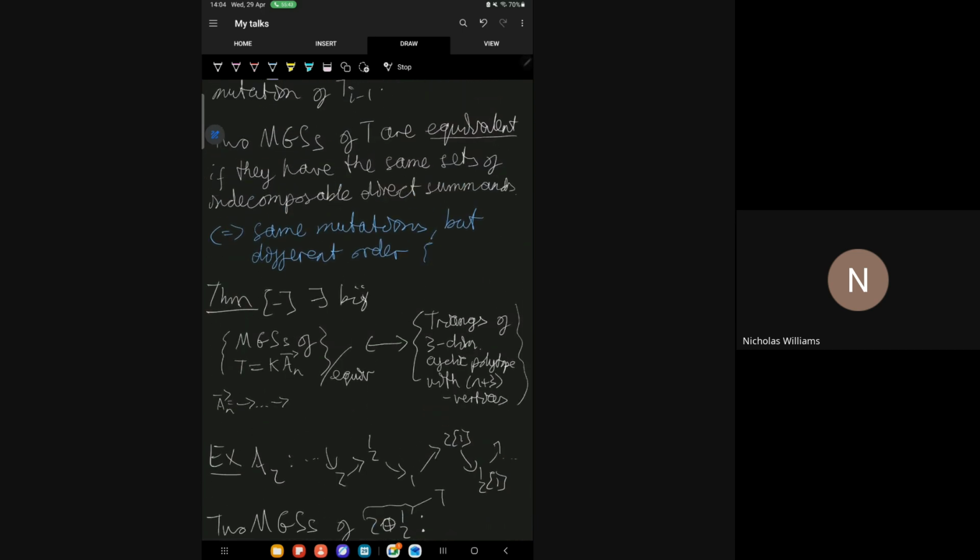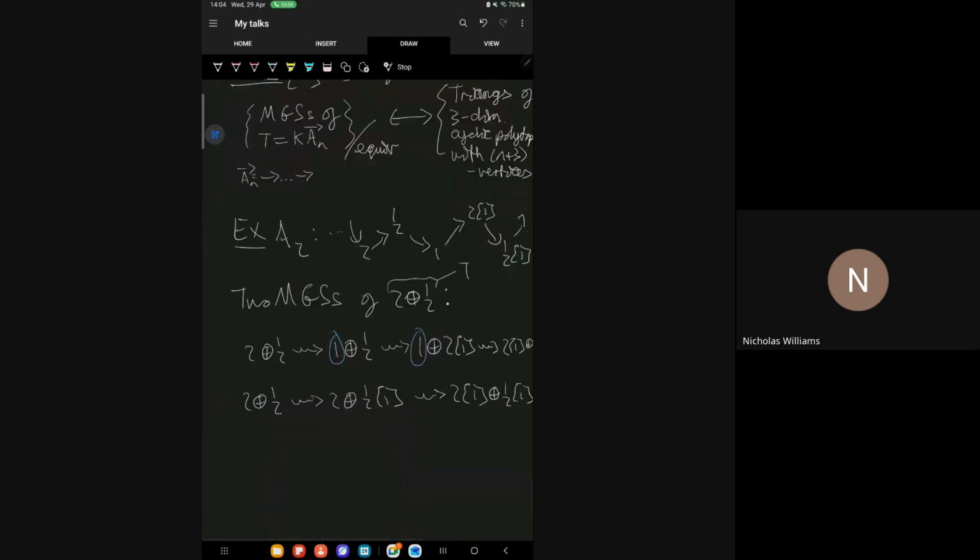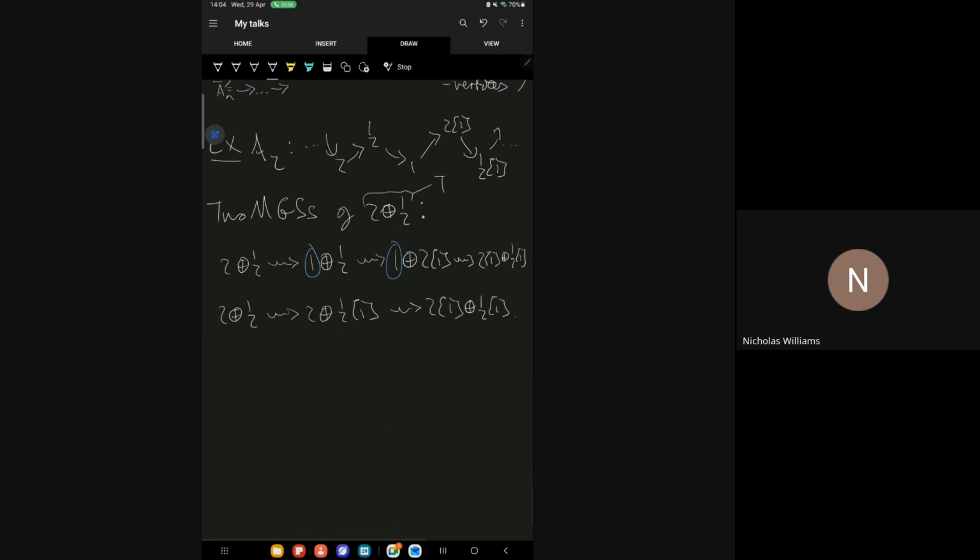I should say that this result is in a joint paper of mine with Misha Gorski. Okay, I won't try and draw how these extend to three-dimensional triangulations.